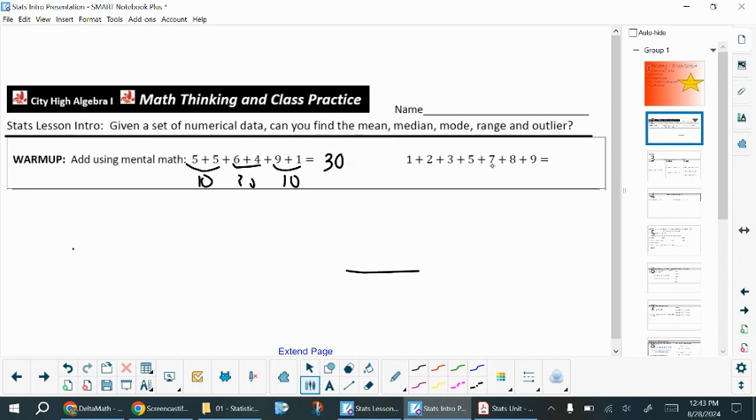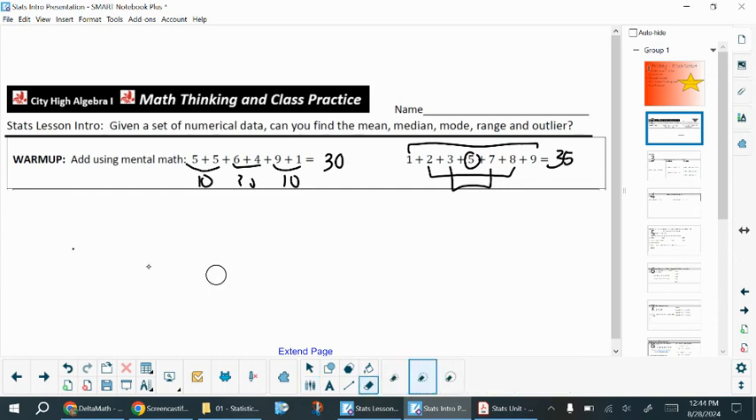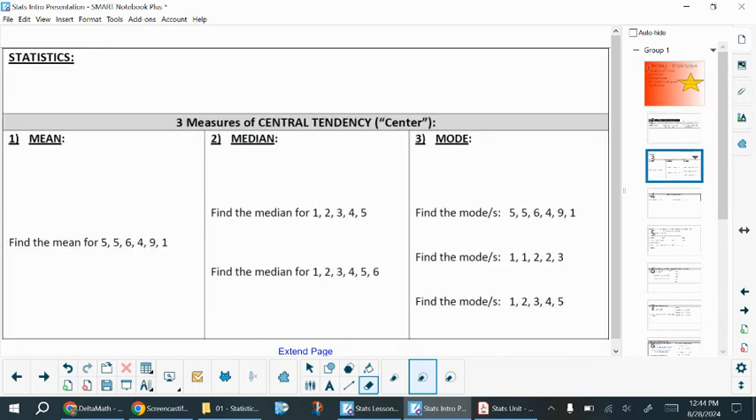And on this one, it looks a little bit more tricky, but if you look at the first and the last one, that adds up to 10, that adds up to 10, that adds up to 10, and then there's just a 5 left over. So we've got 35 on those. So we can add some of these up with our mental math skills by grouping the numbers to make those 10s, 10 pairs. So, starting off with our notes for today, I'll try to go quick on this.